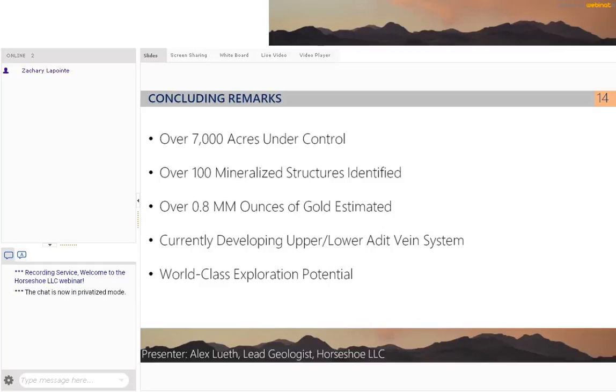We're currently developing the upper and lower adit vein system with plans to extend that into the other lands that we control. As you can see, with over 100 targets, we have world-class exploration potential here, and we are sure that we will continue to make discoveries as we get out and put our boots on the ground. I'm going to hand the microphone over now to Zachary Lapointe, and he'll discuss mill function.